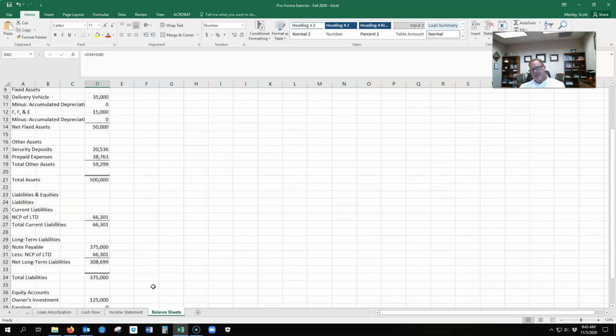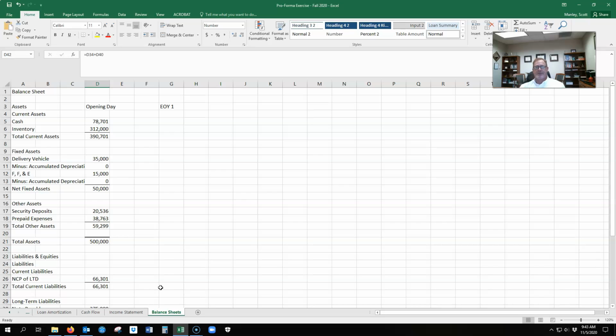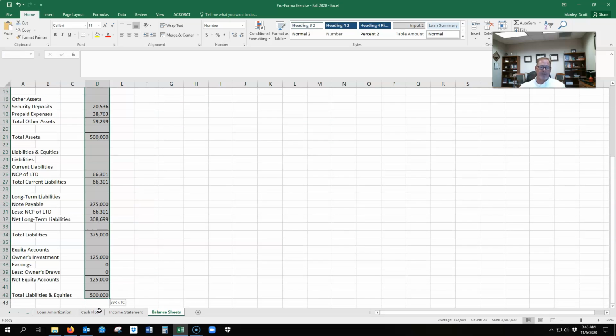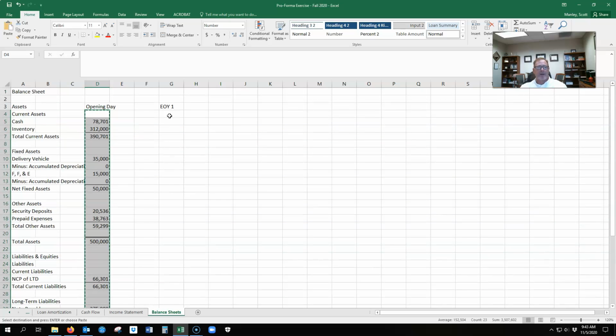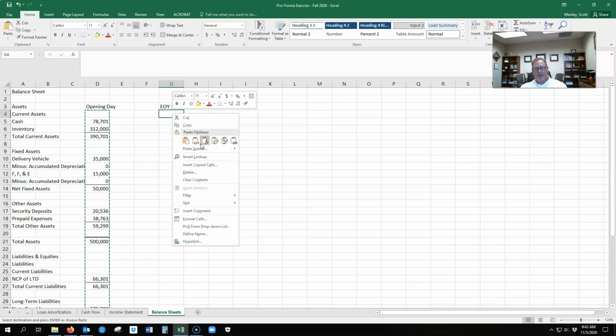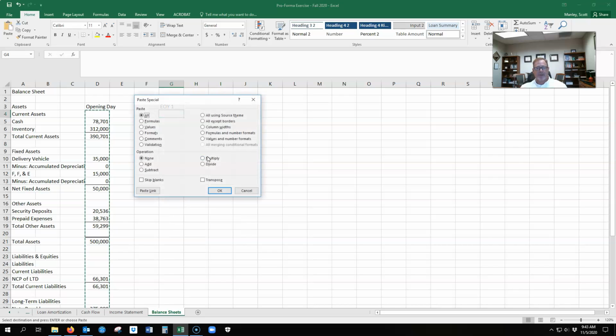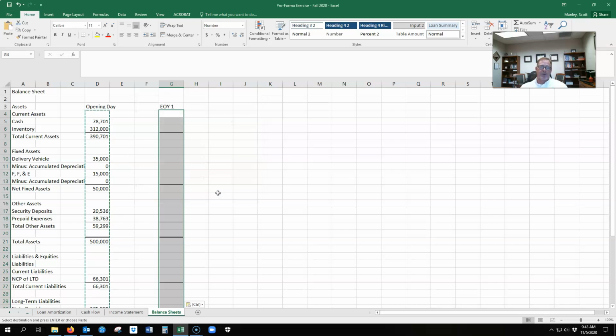So essentially what we need to do is simply copy our formatting. That's to say, we'll copy our cell formatting and our formulas over to the next column. Okay, so I'm just going to hit copy here. I'm going to right click and hit copy. And then on end of year one, I'm going to do paste special. And I want to copy my formulas and my formats over to my end of year one column.